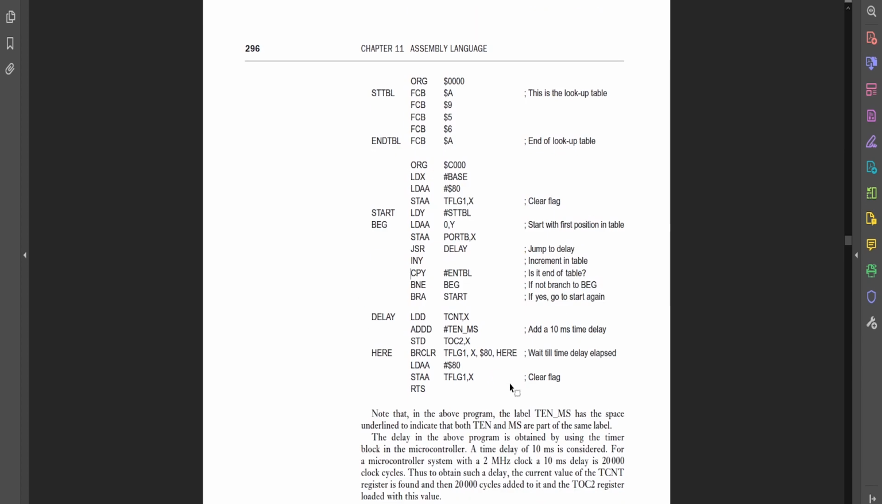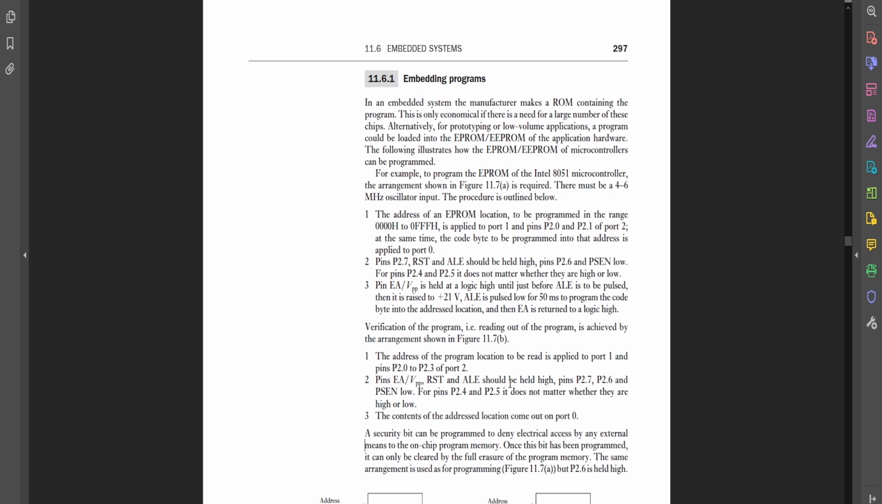Okay, just giving you an example using assembly programming. Embedded programming. In an embedded system, the manufacturer makes a ROM containing the program. This is only economical if there is a need for a large number of these chips. Alternatively, for prototyping or low volume applications, a program could be loaded into the EPROM of the application hardware. The following illustrates how the EEPROM of microcontrollers can be programmed.